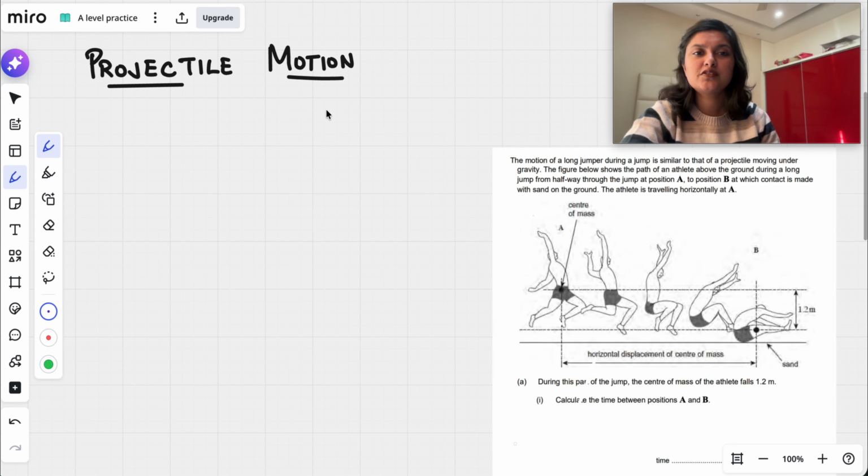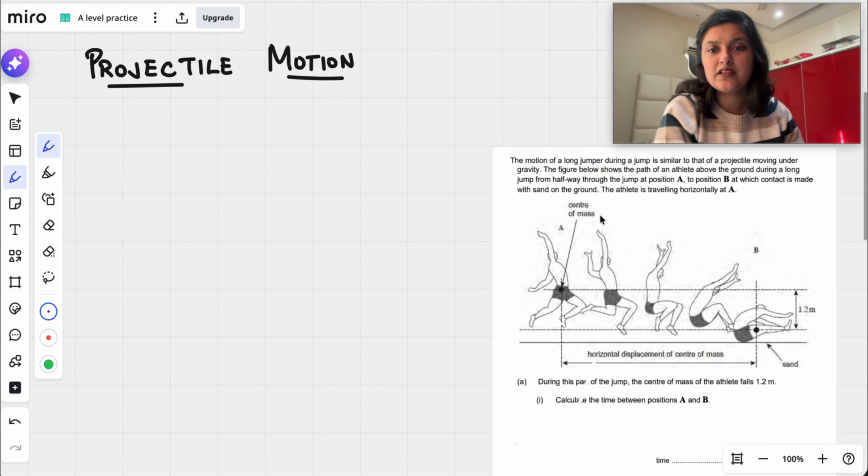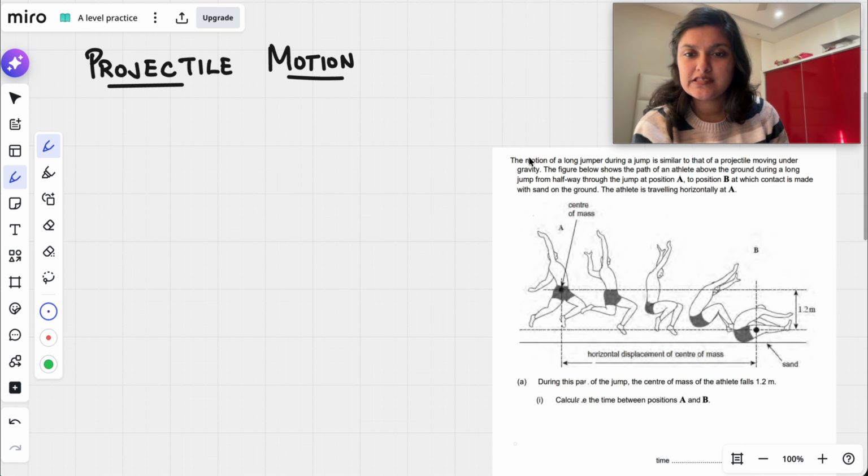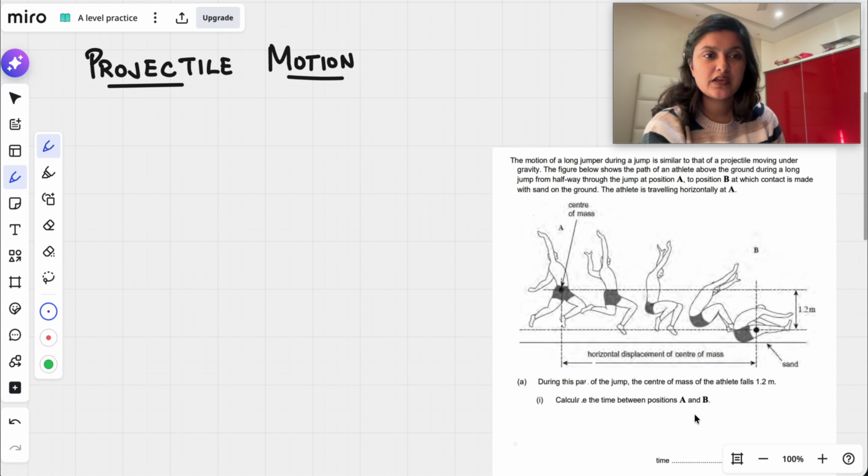Okay, so let's start with projectile motion practice today. This is an A-level physics question. So let's see what we have in the question. We have an athlete who is going from point A to point B, and in doing so, the center of mass covers a vertical distance of 1.2. And the question is asking us to find the time between point A and B.